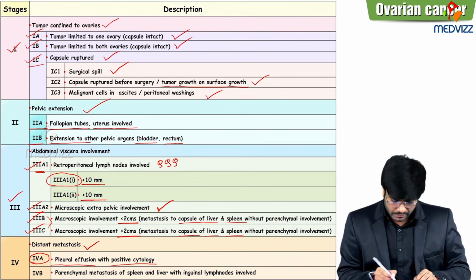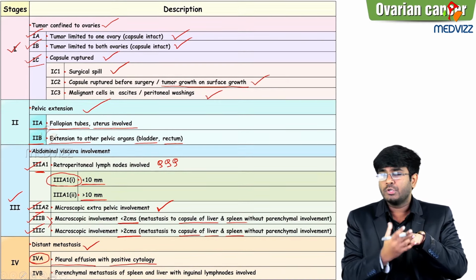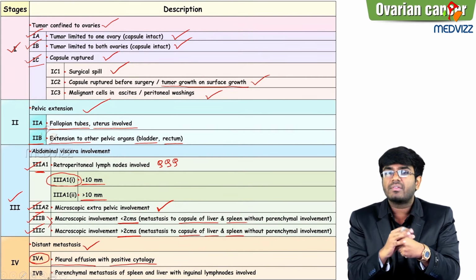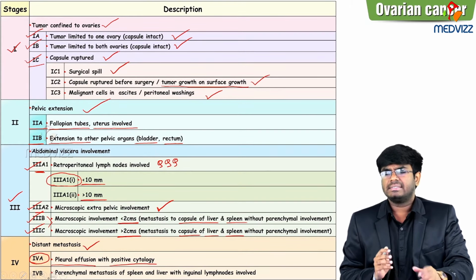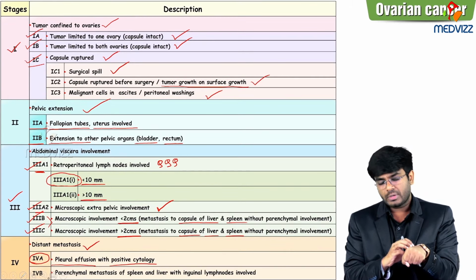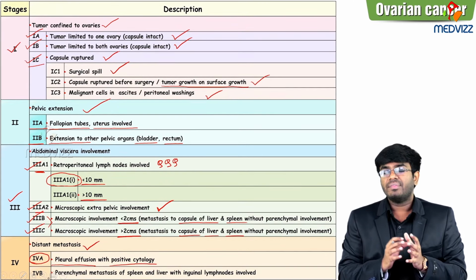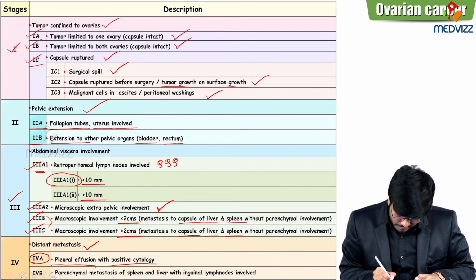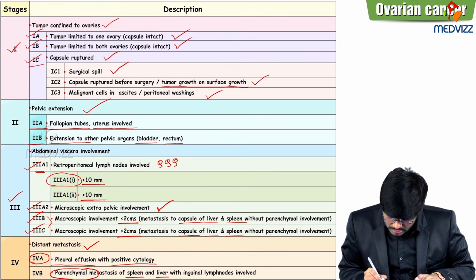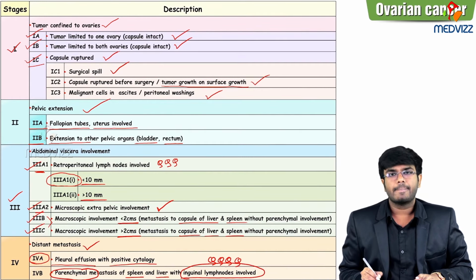Now, what is stage 4B? It's very important: if there is only superficial or capsular involvement of the liver, it is 3B and 3C, which we have discussed. But once the tumor gets inside the liver, metastasizing into the parenchyma of the liver or spleen, then it is stage 4B, where you can see parenchymal metastasis of spleen and liver. Also, a very, very important MCQ: inguinal lymph nodes getting affected.